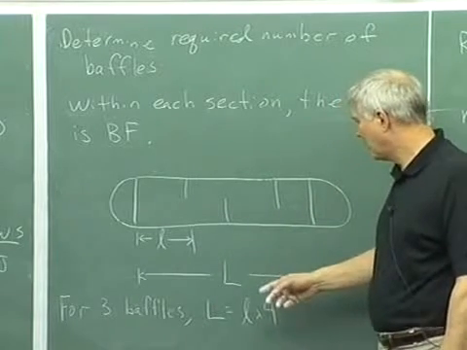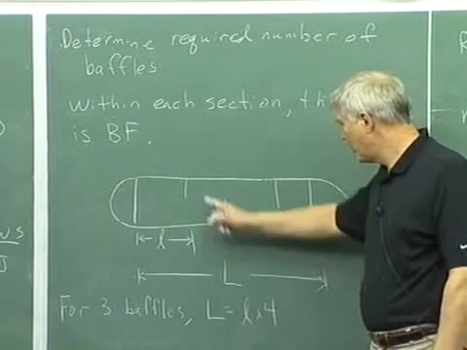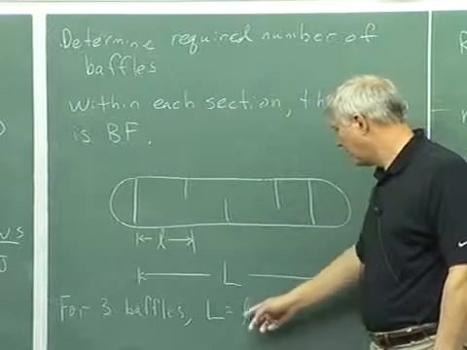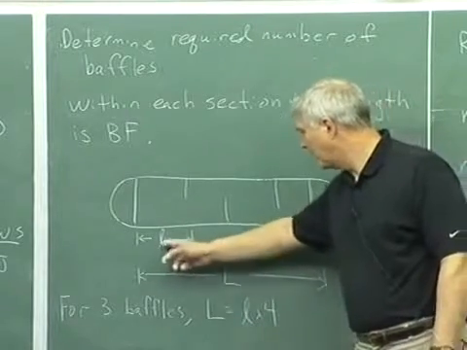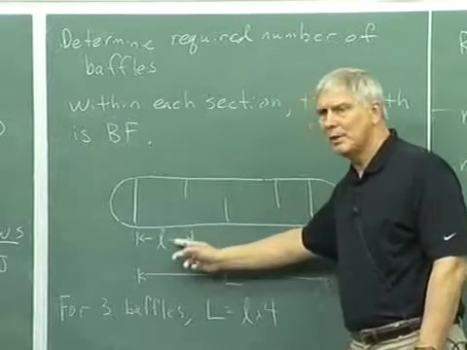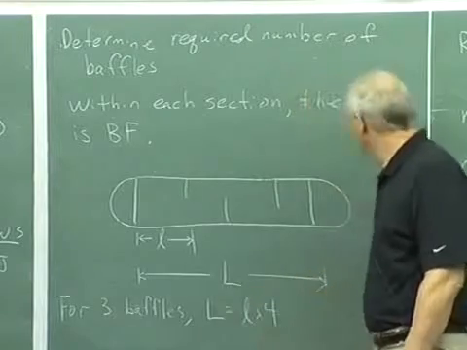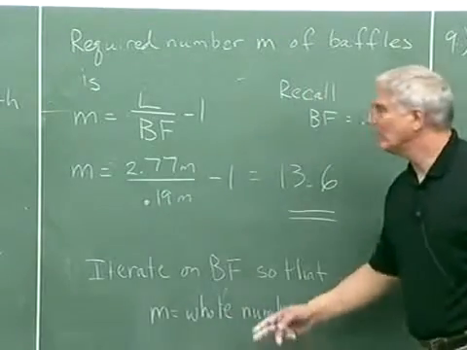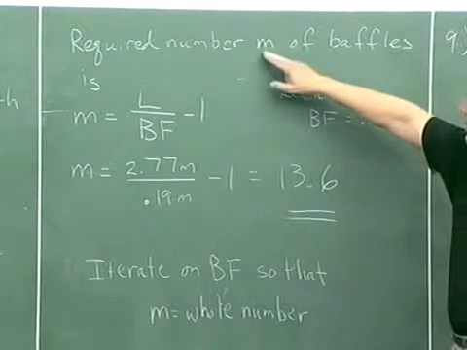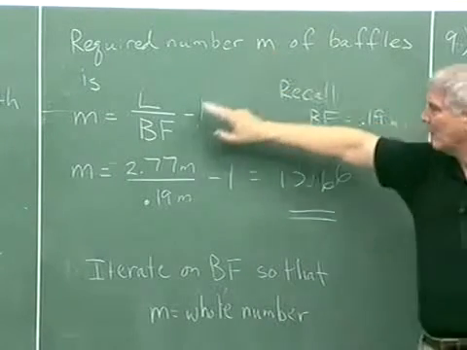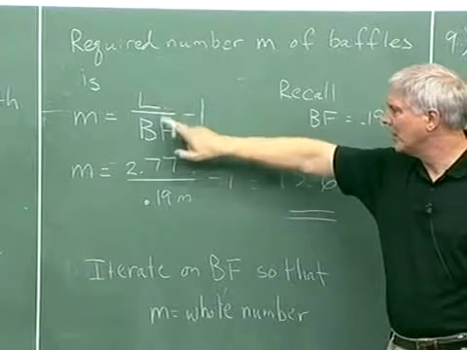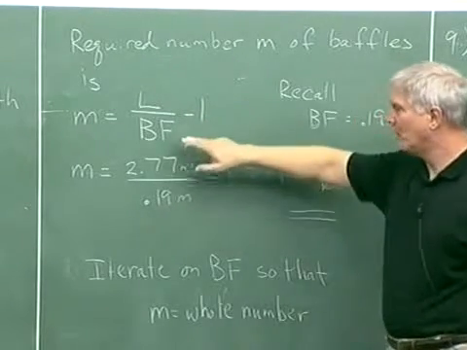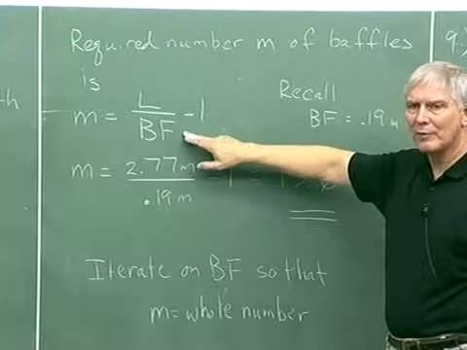Okay, so for example, if I have 3 baffles like we started with, then the total length has to be this L here, which would be BF times 4. Okay, so now we can come over here and calculate the required number of baffles, and we can use this equation. M is the number of baffles, so the number of baffles would be the total length divided by BF minus 1, because we have one more section than number of baffles.